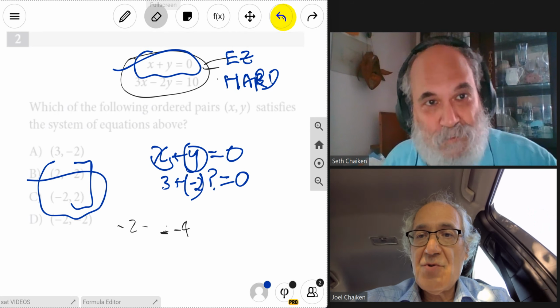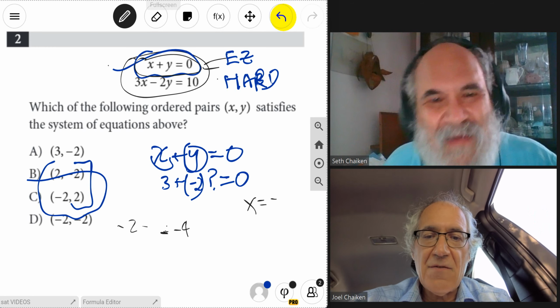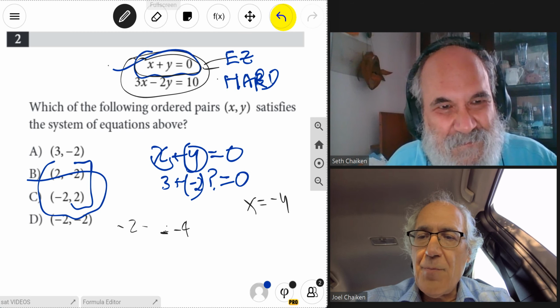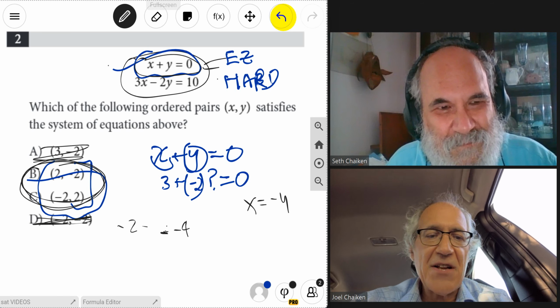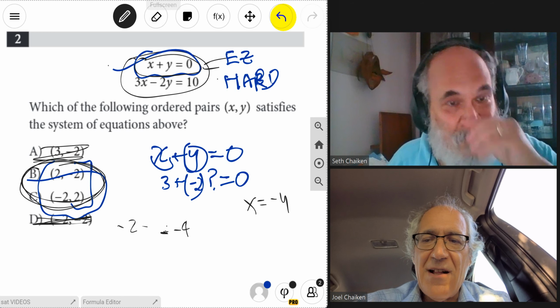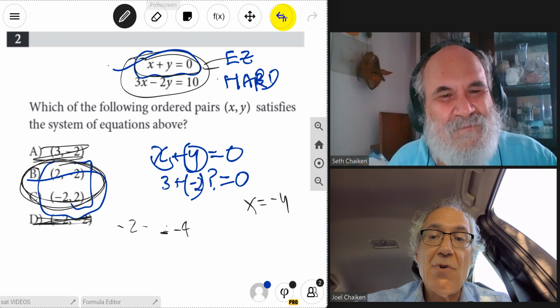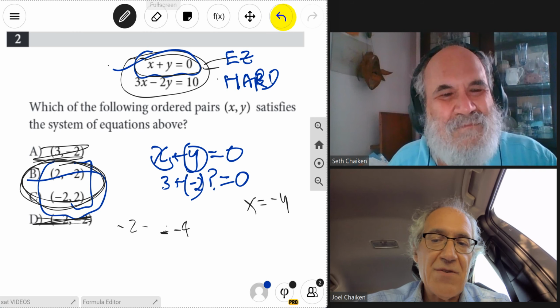Standard substitution, you would solve this one first. You would say x is equal to negative y by subtracting a y on both sides. And then we know, but you should probably know already, the only two answers are these two. Because these two are definitely out using the logic that I used, that these have to add to 0. So then really all we need to do is solve for x or y. We don't have to solve for x and y. Once we know x, we'll know which one of B or C is correct.